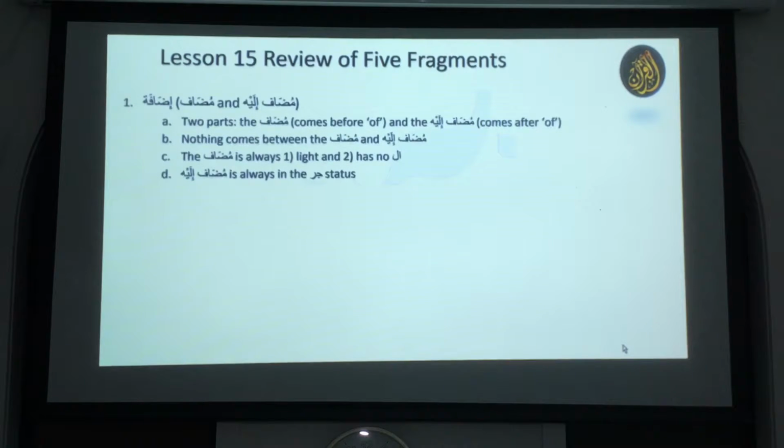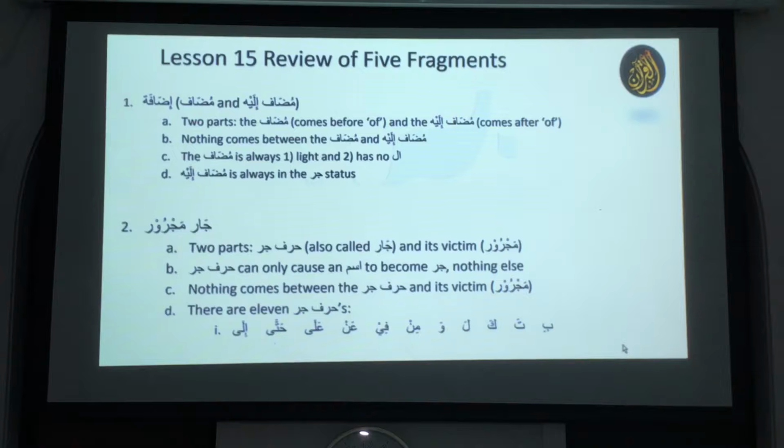So the review of the 5 fragments, just to revise myself and for all of you: the mudaf ilay, and the condition for mudaf ilay, there's a light and there's no alif lam. They have to be side by side, and mudaf ilay is always in the status of the jar. Then we have jar majroor: bi, ta, ka, lam, wa, min, fi, an, ala, hatta, ila. These 11 words are jar, and they make the word next to it, the ism next to it, majroor, meaning in a jar status. And they have to be side by side. Okay, they have to be side by side. For the mudaf ilay, one thing you have to remember is that whenever you say an attached pronoun with an ism, that's the mudaf ilay without any doubt.